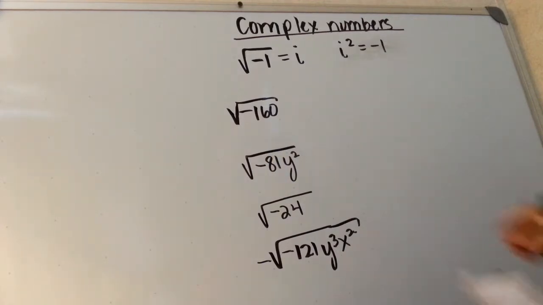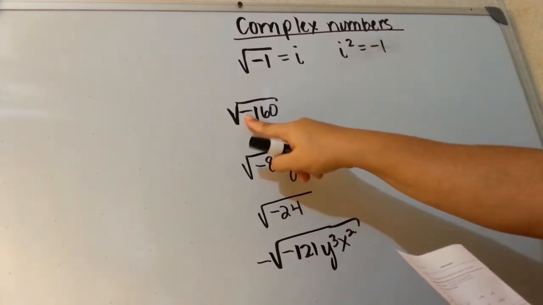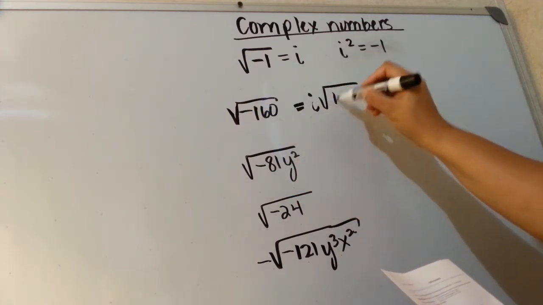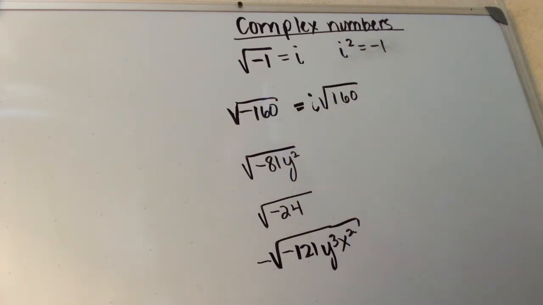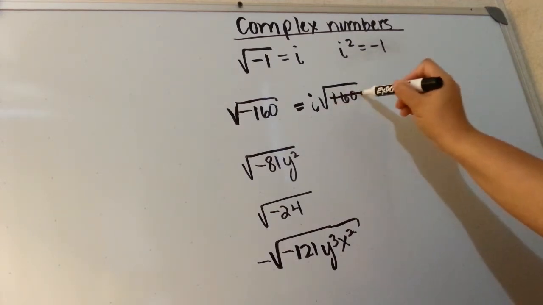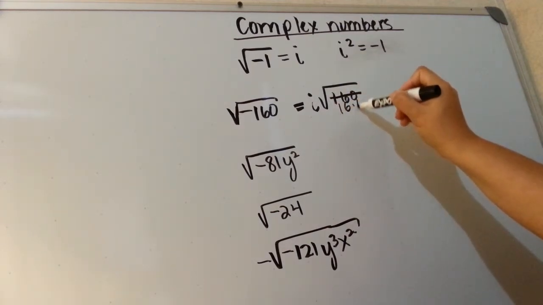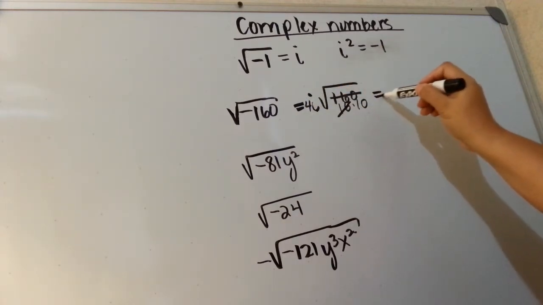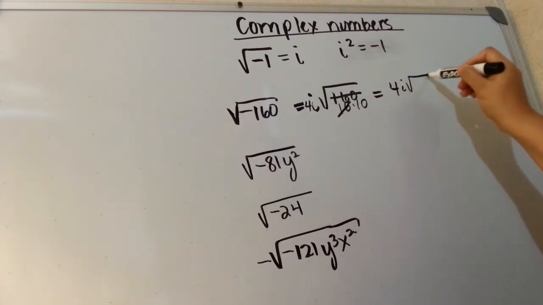Alright, we can also have these examples. We already said that we can pull out this negative sign as an i. And then you have to think, how can I simplify 160? Well, 160 is the same thing as 16 times 10. And the 16 can come out as a 4. So your answer would be 4i radical 10.